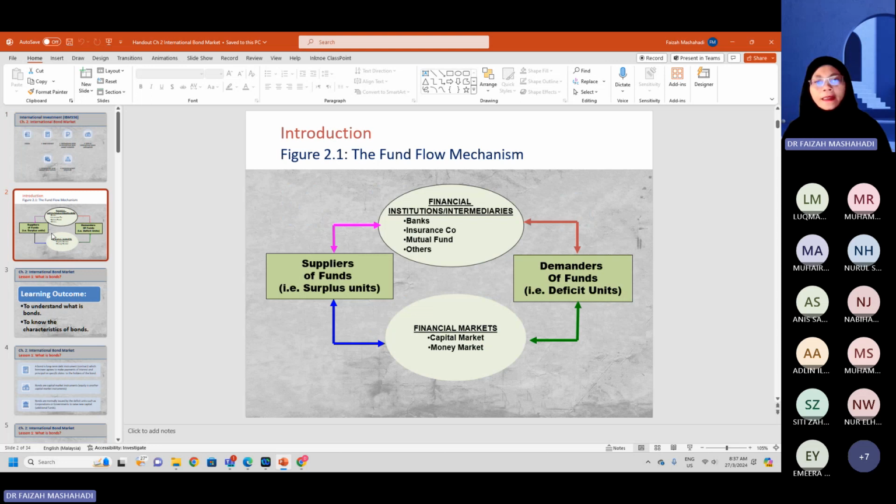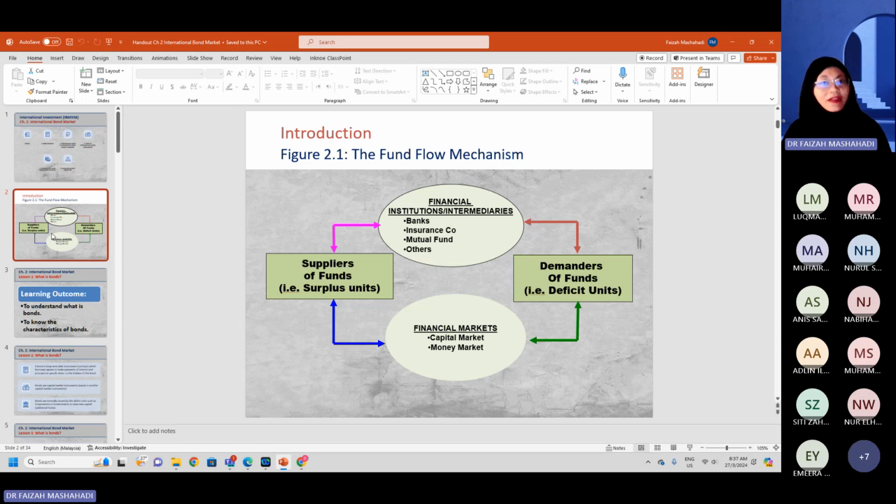Okay, so we still refer to this one here. We are talking about the fund flow mechanism in a particular economy. We have the supplier of funds, or the surplus unit, and then we have the demanders of funds, or the deficit unit. The deficit unit is also known as the borrower. They are the issuer of paper, the seller of the financial paper.